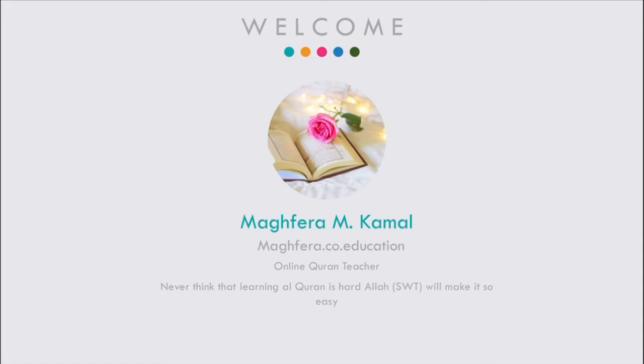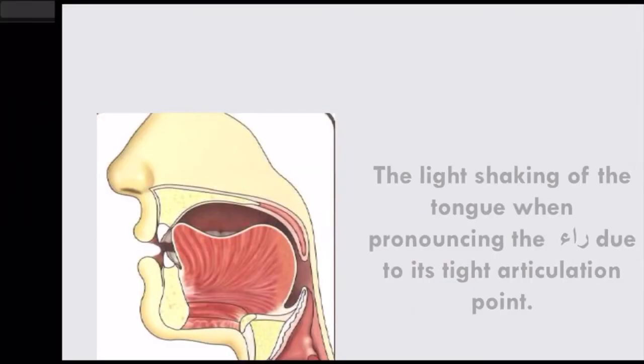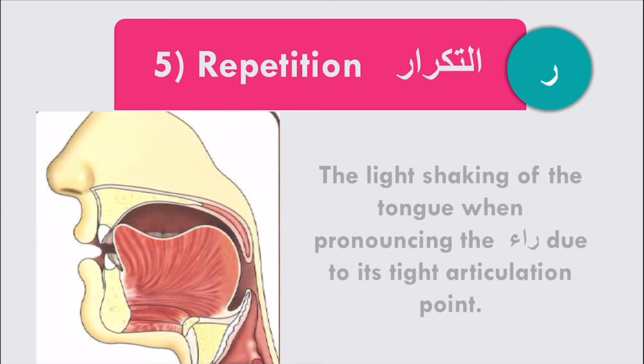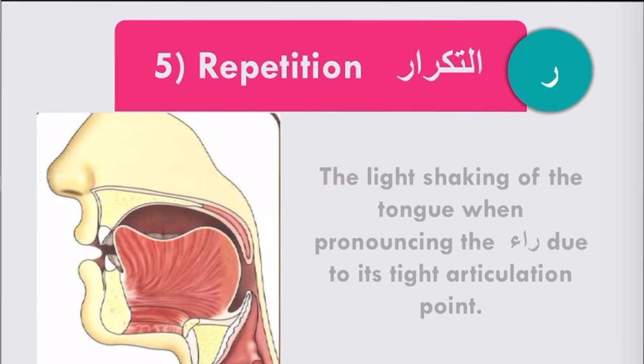And today inshallah we're going to continue the course that we already started before and we're going to start a new characteristic. At-tikrar, which is the repetition. It's the light shaking of the tongue when pronouncing the letter Ra due to its tight articulation point.